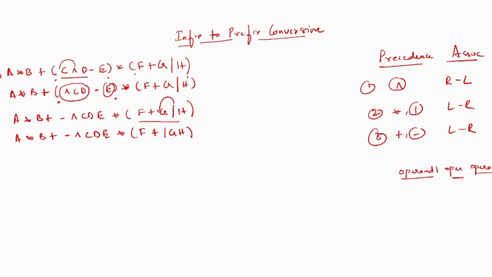Now we have solved this, and we still have a parenthesis because plus is yet to be resolved. Now we will solve this. This is operand 1, the whole thing is operand 2, we will put plus before f. So I'll say a star b plus minus to the power c d e star plus f by g h. So the parenthesis has been solved.